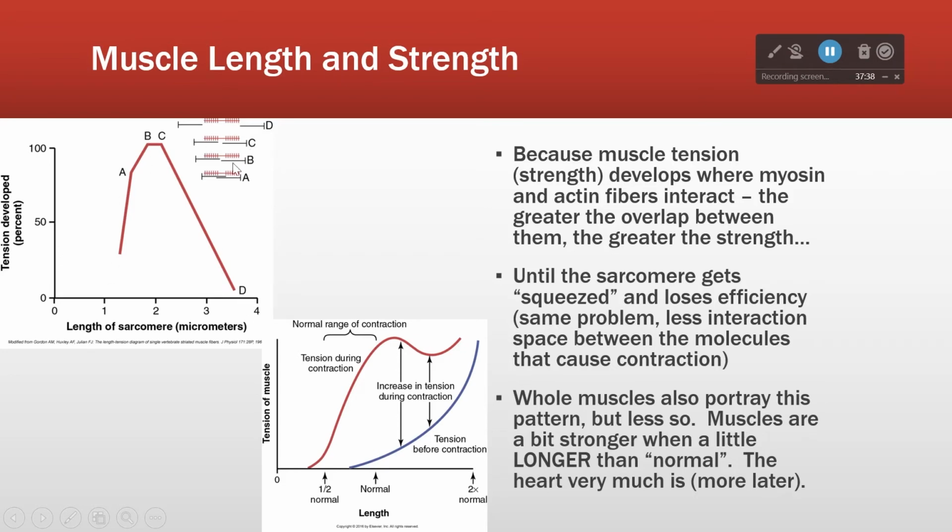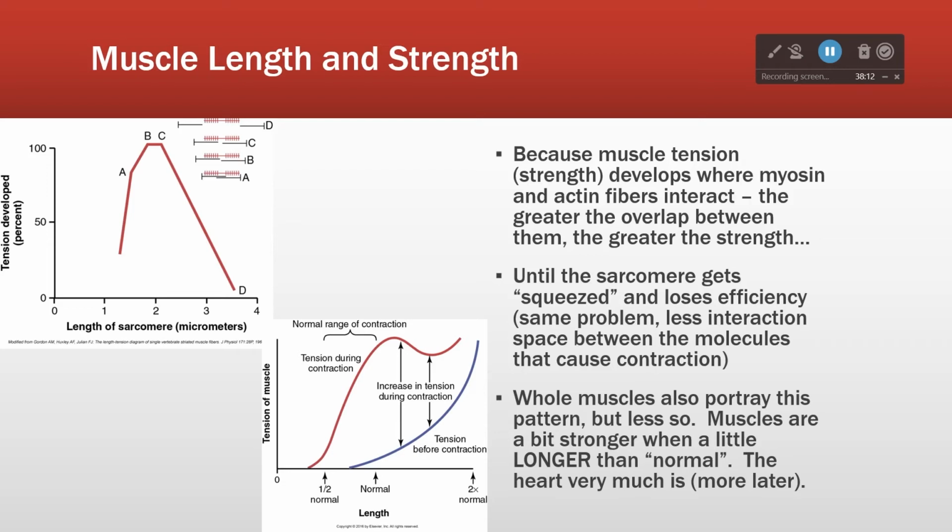Now, what about D? In D, this muscle is stretched to such an extent that the thin filaments have been pulled away from the thick filaments. Can that muscle contract? No, because myosin can't reach actin to make that contraction happen. So what we see is as a muscle is stretched past an optimal point, its strength starts to fall off. It gets less and less able to contract the more stretched it is.